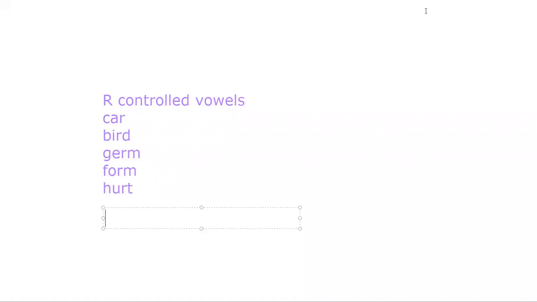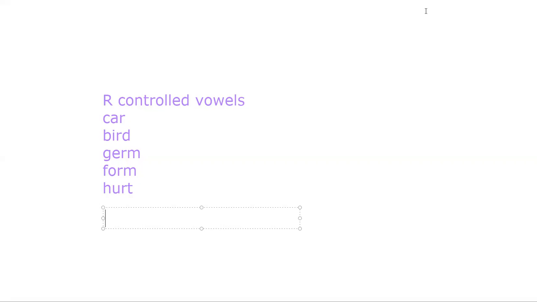So what are R controlled vowels? When a syllable has a vowel that is followed by R, the vowel is controlled by the R and it makes a new sound. For example, in the word car, A is not giving the short A sound, but it is giving the sound "ah". So it is controlled by R. The sound of the vowel is controlled by R. That's why we call it R controlled vowels.